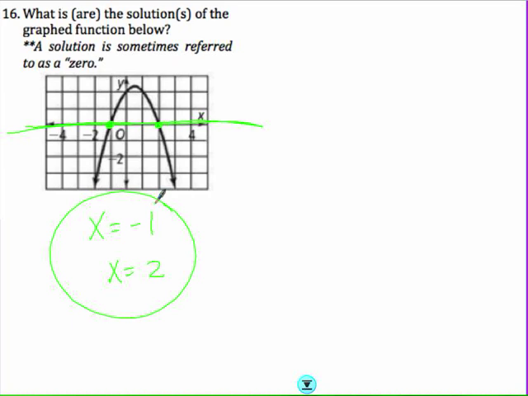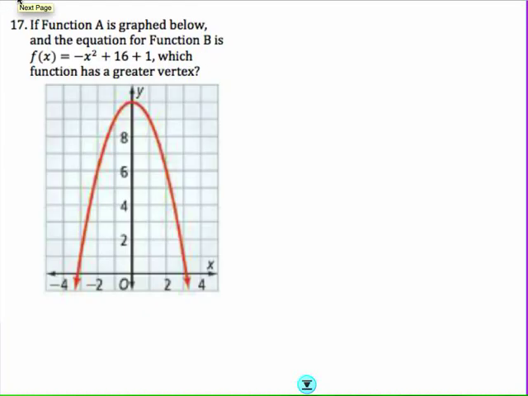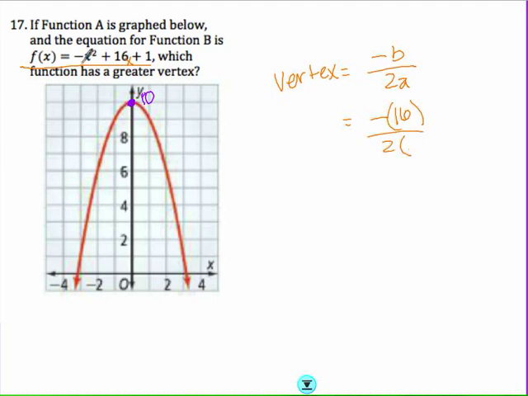They're also considered zeros. If a function is graphed below, tell me which one has a greater vertex. So a vertex is the very tip of this parabola. So function A has a vertex of 10, right? If I'm looking at this function here, sorry, there's supposed to be an x in here. To find the vertex, it's equal to negative b over 2a, which in this case, negative this 16 over 2 times a, which is negative 1. So negative 16 divided by negative 2, which is really 8.